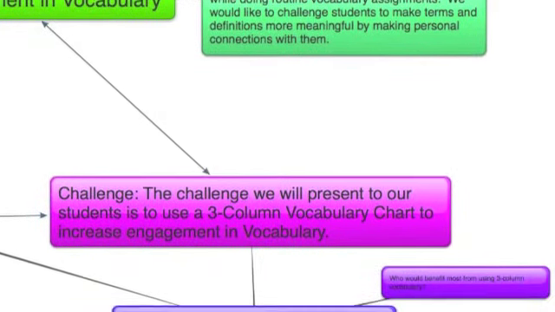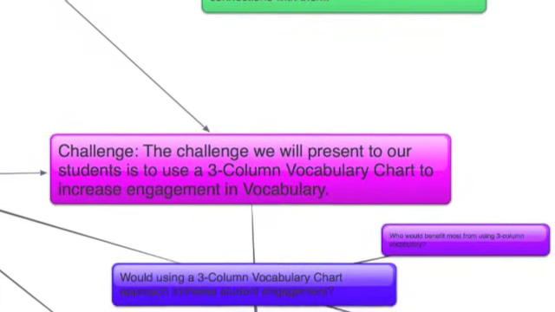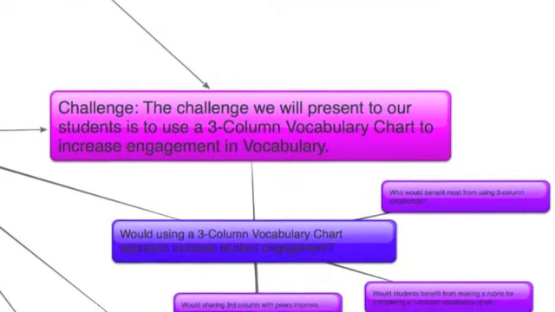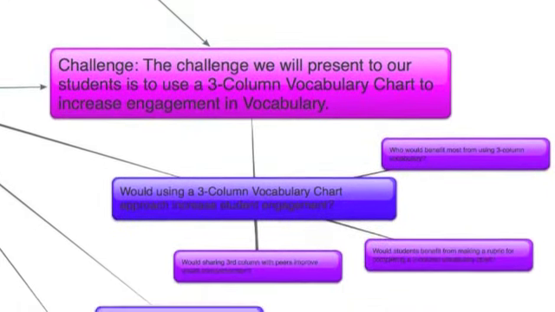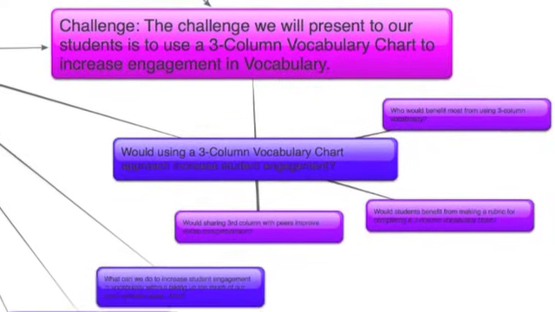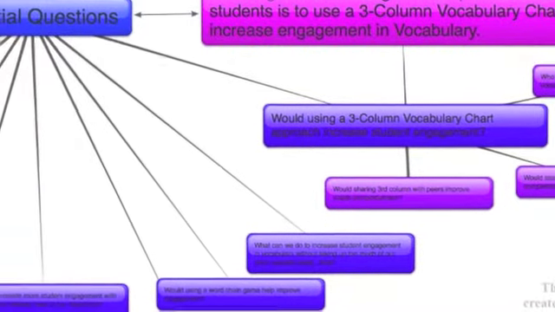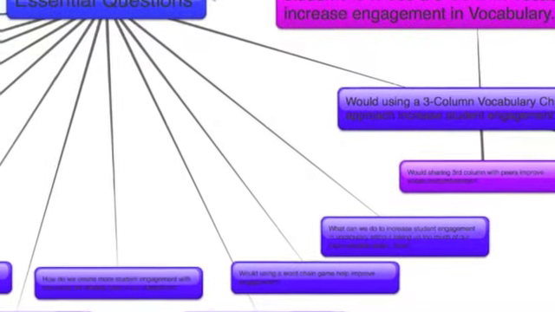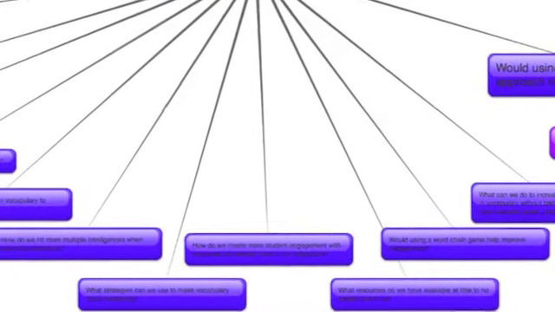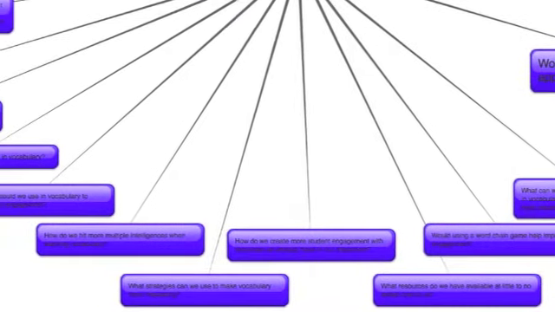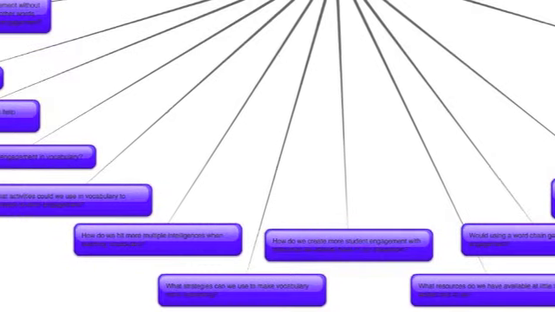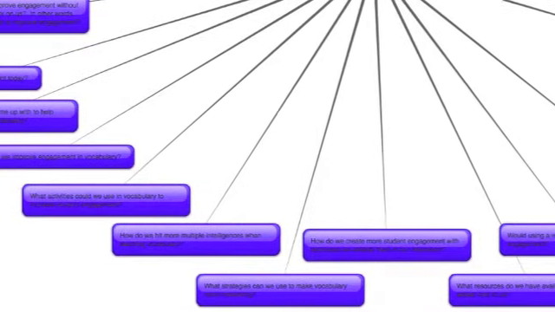Some of our essential questions that we came up with are: how can we improve engagement in vocabulary? What activities could we use in vocabulary to increase that engagement? What strategies can we use to make vocabulary more interesting? How do we hit more multiple intelligences while teaching vocabulary? Would increasing engagement also increase retention of terms and definitions?